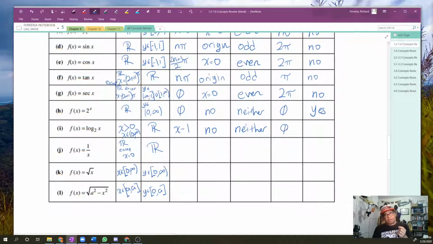And it doesn't have a period, nothing repeats. Is it one-to-one? Does it pass the horizontal line test? And yes, it does, if you think back to that graph that we had.